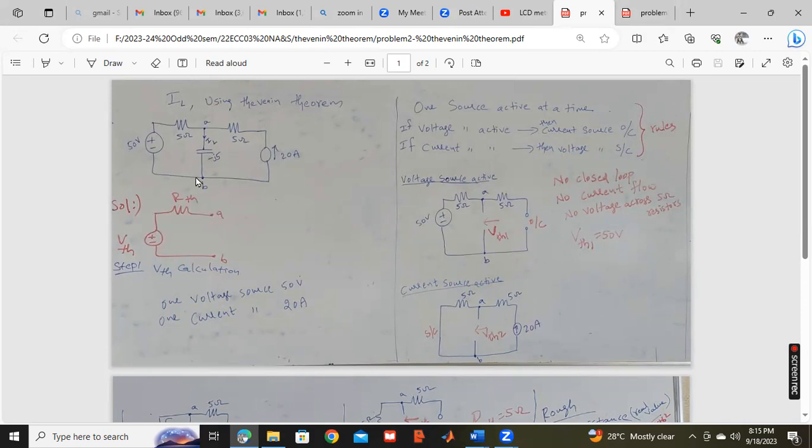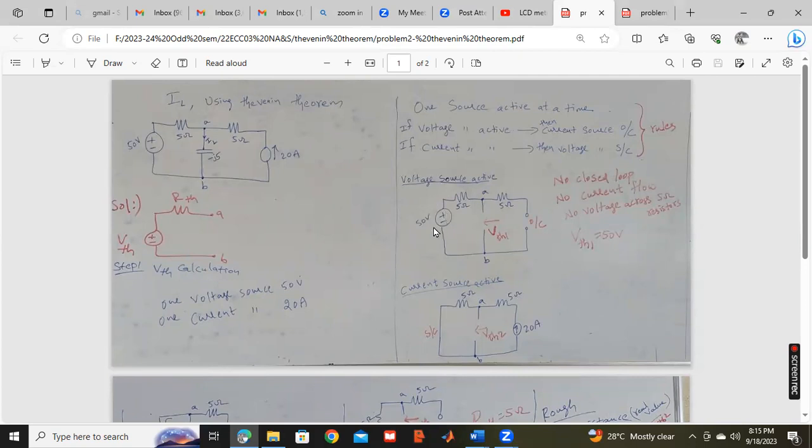Okay. Now, in the circuit, we have one voltage source and one current source. The voltage source is 50 volts, the current source is 20 amperes. The rules are, for the first time, make the voltage source active, current source inactive, and calculate V Thevenin. The second time, keep the current source active, voltage source inactive, and calculate V Thevenin once again.